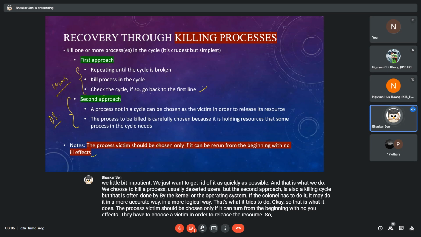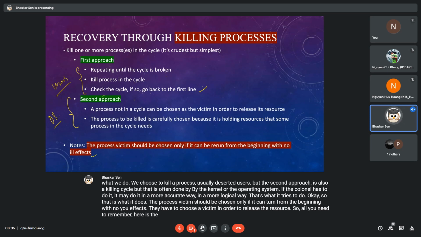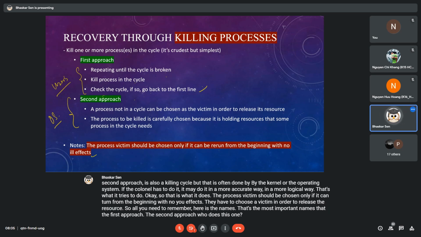So all you need to remember here is the names. These are the most important names: the first approach, the second approach, who does this one, who does that one.